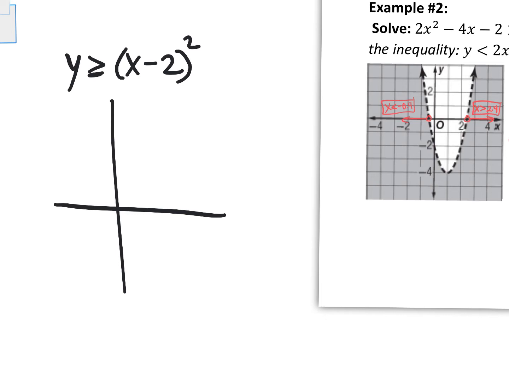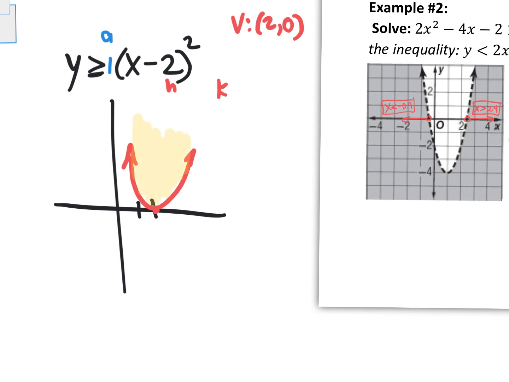Anybody? It's in vertex form, so the vertex is at 2, 0, right? At +2 on the x. So 1, 2, put a dot right there, right? HK, think opposite on H, take K for what it is, which is 0. So the vertex is 2, 0. So does this open up or down? Up. Okay, and of course it has the a value of 1, so you have the pattern 1, 1, 2, 4, 3, 9. Is it going to be a solid parabola or dotted? Solid. So solid parabola. There's your sketch. Do I shade above or below? I shade above.